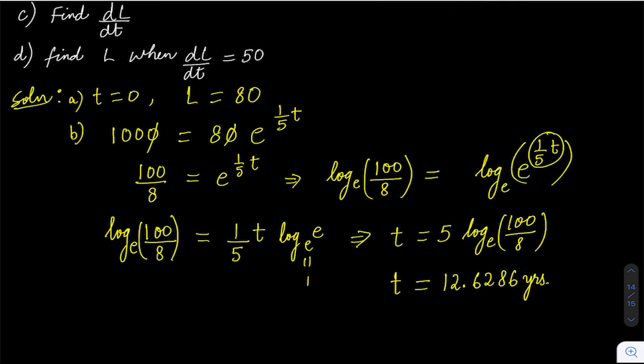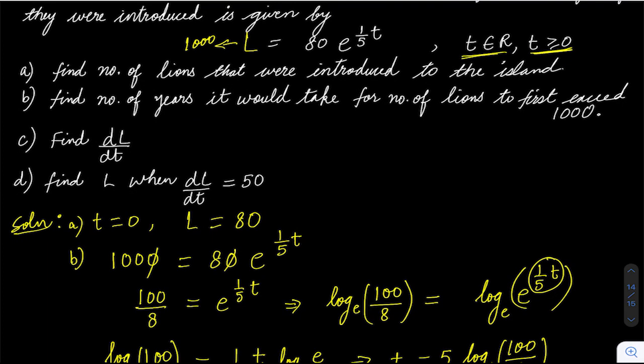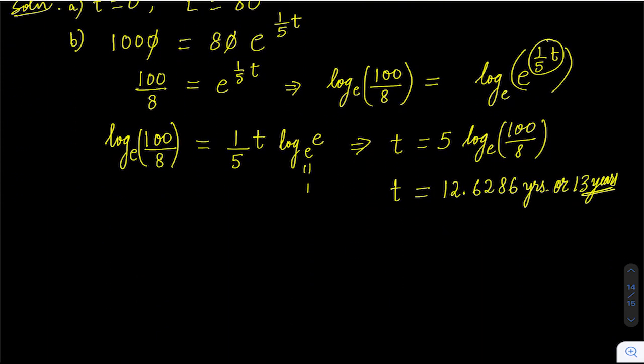So you can say your answer is this only, you can leave it like this, or you can give your answer as 13 years also. That will also be acceptable, I think, because nothing much is written as to how many significant figures we have to use. Anyways, this is my answer. You can take it as 12.6286 or you can just write 13. That is also acceptable. You will get full marks.